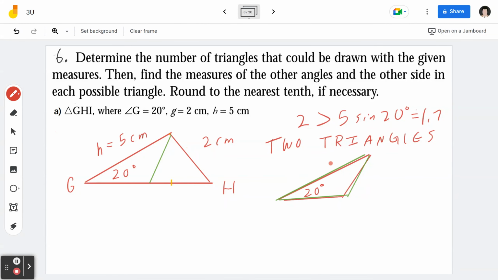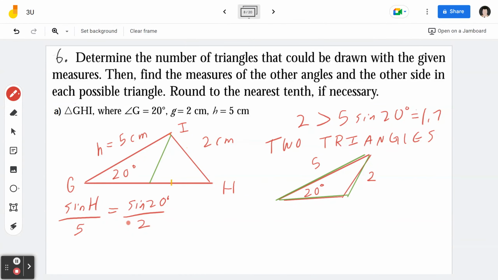This is still going to be 20 degrees. That's still going to be 5. That's still going to be 2. Now, this is triangle GHI. So this is I. So the first step is to find angle H. Sine H divided by 5 equals sine of 20 degrees divided by 2.